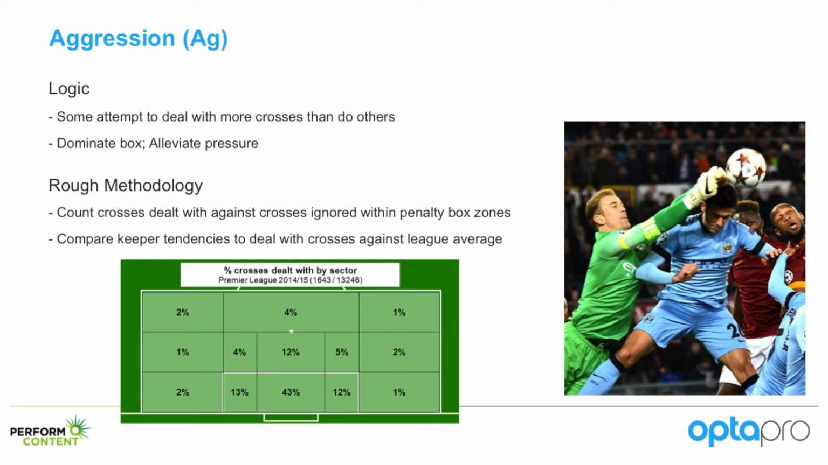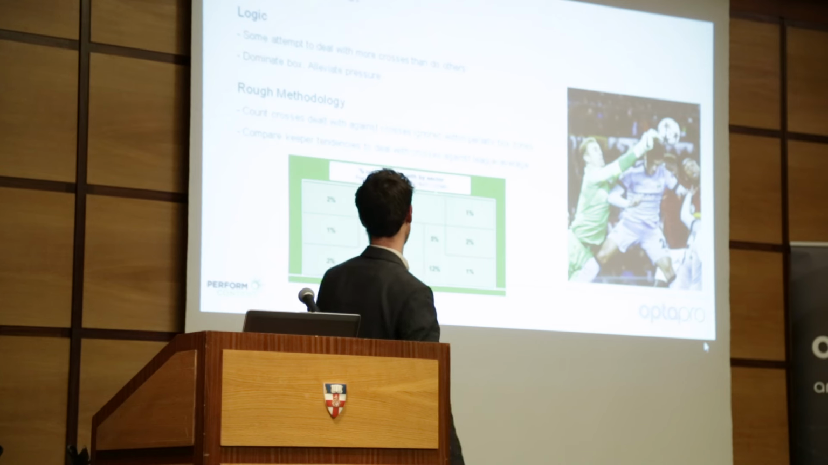So the rough methodology was again similar. I just used exactly the same sectors of the box, and then compared how likely a keeper was to come out when the ball was played into the various sectors. So for example, you've got 43% of crosses into the sector just in front of the goal that goalkeepers came to deal with. And then it's like 1%, 2% around the peripheries, which is presumably when it's just a hopeless ball played and there was no real attacking pressure.